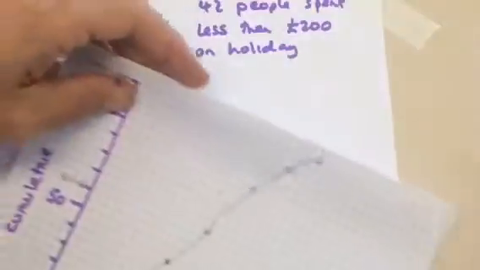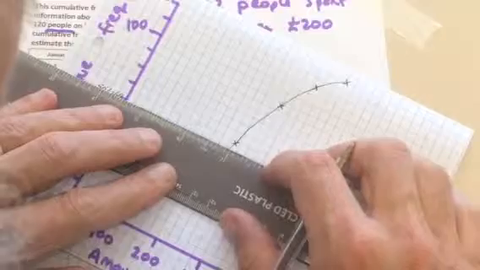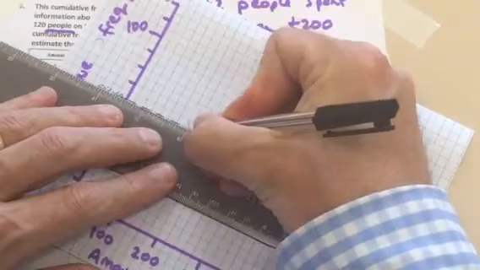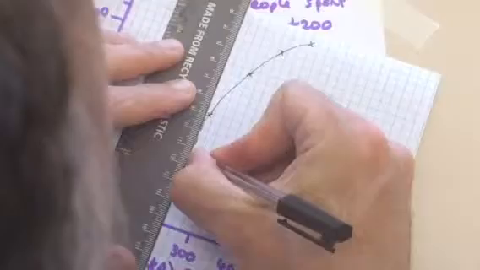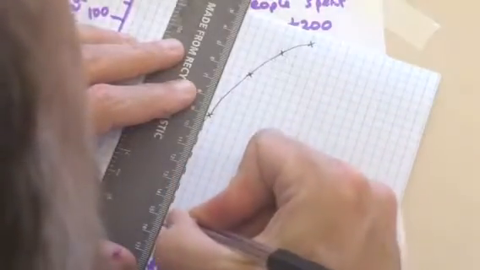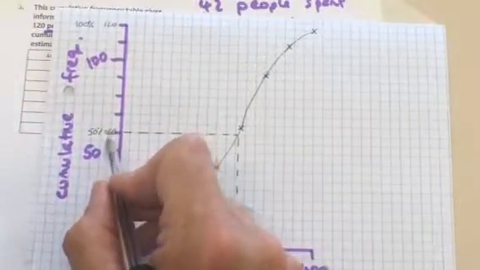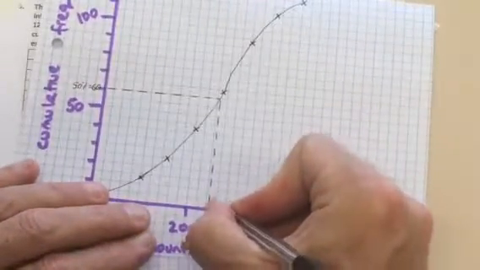So to find the median now, I get my ruler, and I draw, and you must do this to show the examiner that you know what you are doing. So I'm drawing a line across to the graph there, and then I'm going down the graph like this, and I'm drawing my line down here. So the top of the graph is at 120. The median is halfway up the graph, which is 60. I draw a dashed line across and down here.